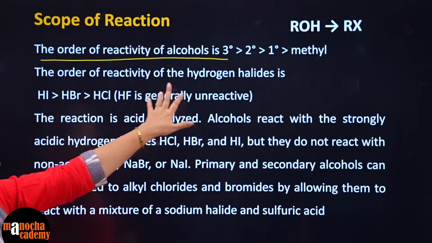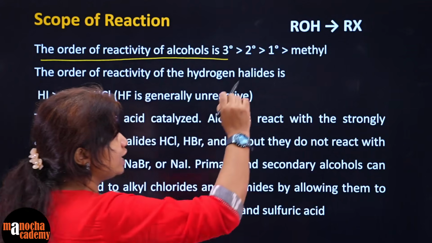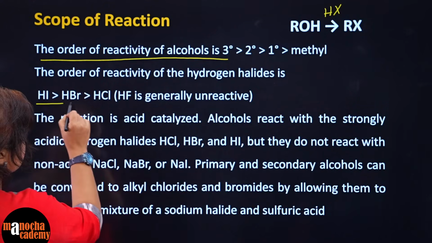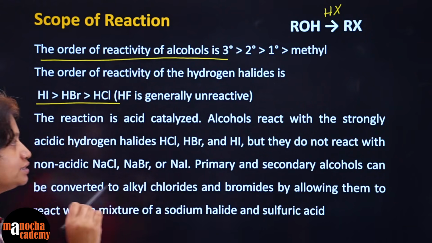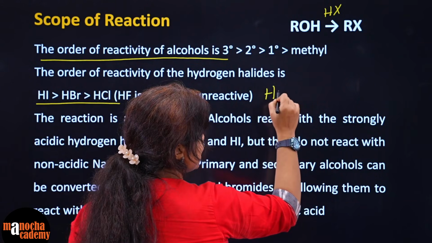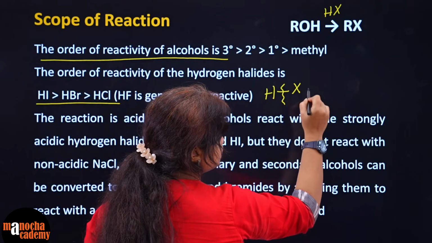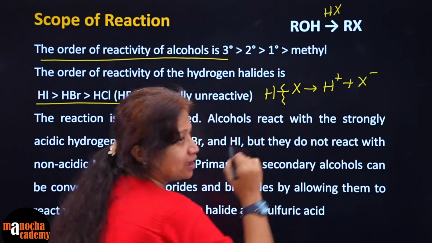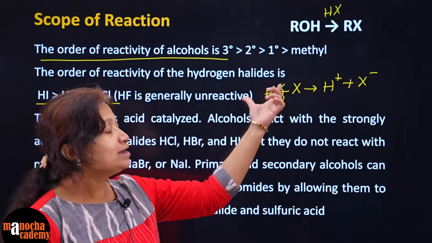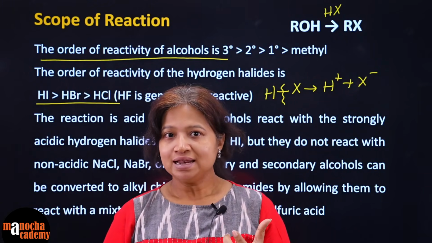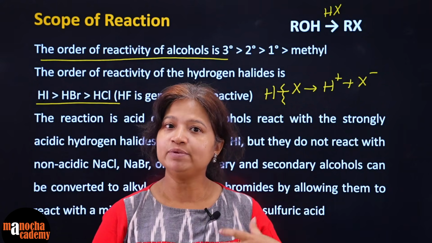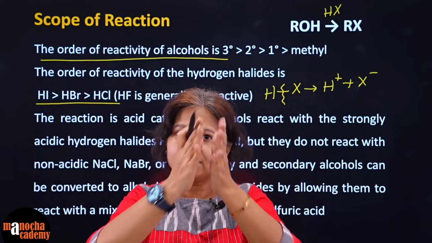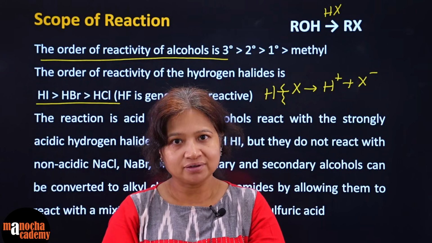And order of reactivity of the hydrogen halides. We saw the reaction is ROH to RX. What we need is HX. The order of reactivity I can explain to you. See, here what we have seen, the H-X bond is cleaving to give us H plus and X minus, isn't it? That I showed you in the mechanism. So bond cleavage requires energy. The less the energy required, the faster will be the cleavage, the faster the reaction rate, and the longer the bond, breaking it will be easier, isn't it?